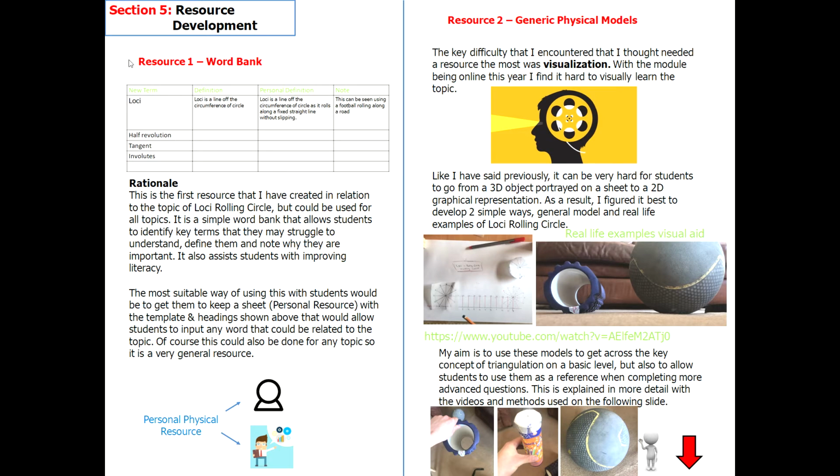So I will be presenting my portfolio to Tommy Rowan. I have two sections, which are my resource development and my assessment question. In my resource development, I have two sections: word bank and physical model.